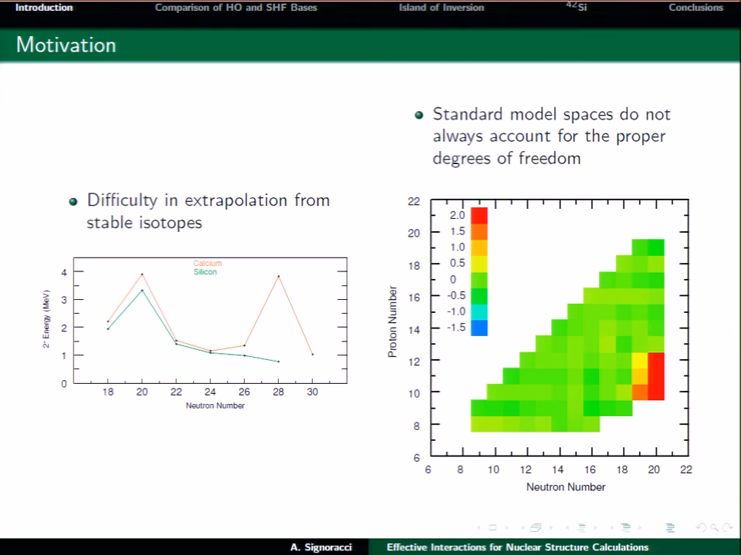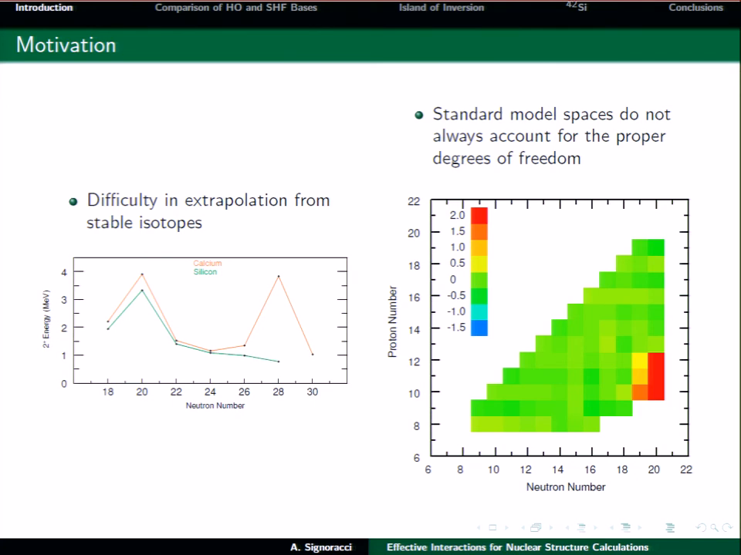Experimentally, it's been determined that for these nuclei, the higher energy pf orbits, the next oscillator shell, contribute to the ground state properties of these nuclei. And because these ground states have different configurations than expected, they're referred to as inverted configurations, and this is called the island of inversion region of the nuclear chart.